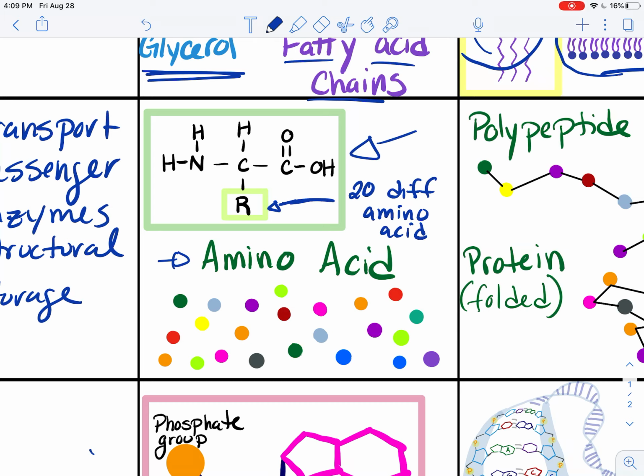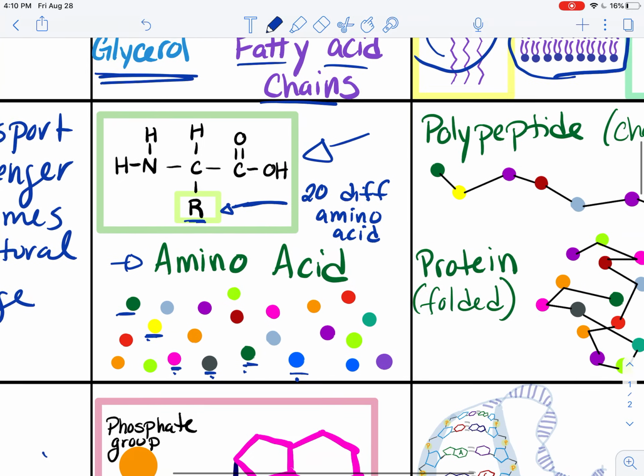So each of your 20 different amino acids has a different R group. And we'll look more at that later on when we get into genetics. But in order to make this easier, down here, instead, I've just made colored dots. And we're going to imagine that each colored dot is a different type of amino acid, meaning that each one has a different R group. So all proteins are made up of these amino acids.